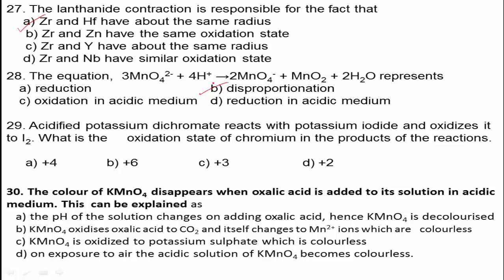Acidified potassium dichromate reacts with potassium iodide and oxidizes it to I2, the iodine molecule. What is the oxidation state of chromium in the products of the reactions? Option A +4, option B +6, option C +3 and option D +2.